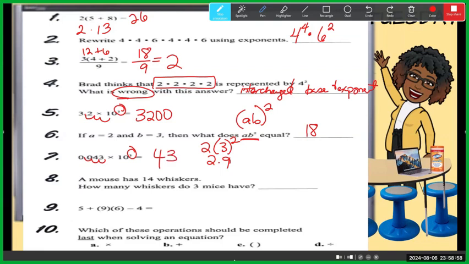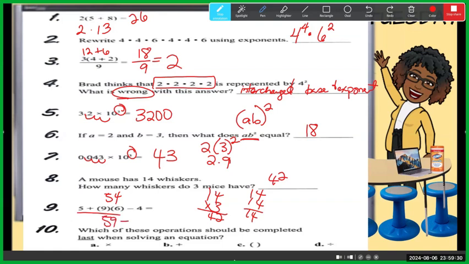A mouse has 14 whiskers. How many whiskers do 3 mice have? 42. Talk to me, what did you do? You did 14 times 3, or you could have added 14 3 times. However you see fit, it should have given you 42. All right, number 9, talk to me. 9 times 6 gives you 54. 54 plus 5 is 59. 59 minus 4 gives you 55.